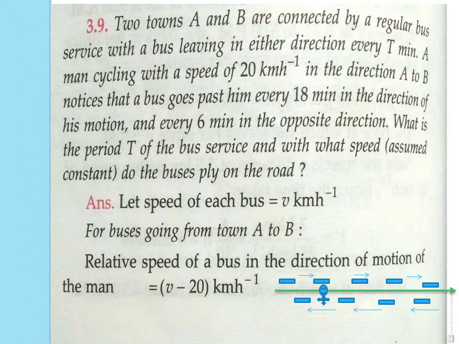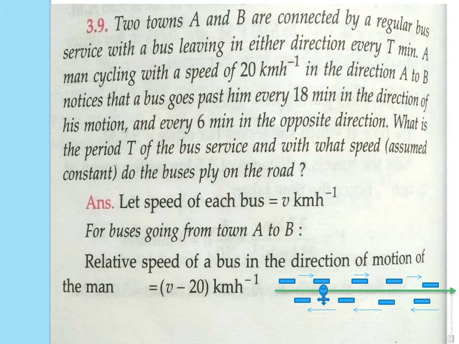This is the most important question. 3.9 question, NCERT exercise. Two towns A and B are connected by a regular bus service with a bus leaving in either direction every 2 minutes.